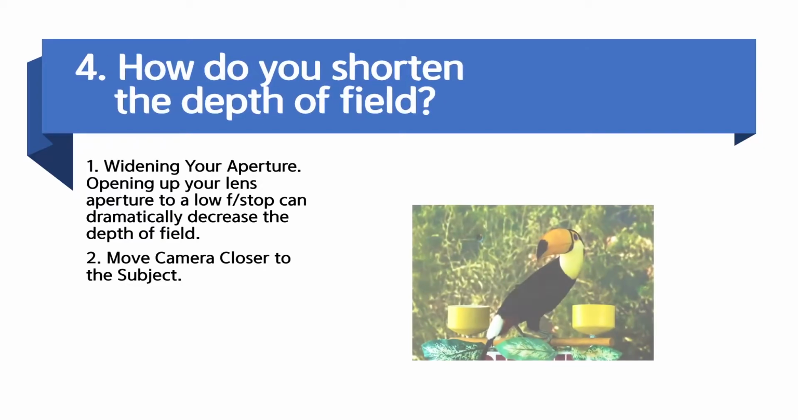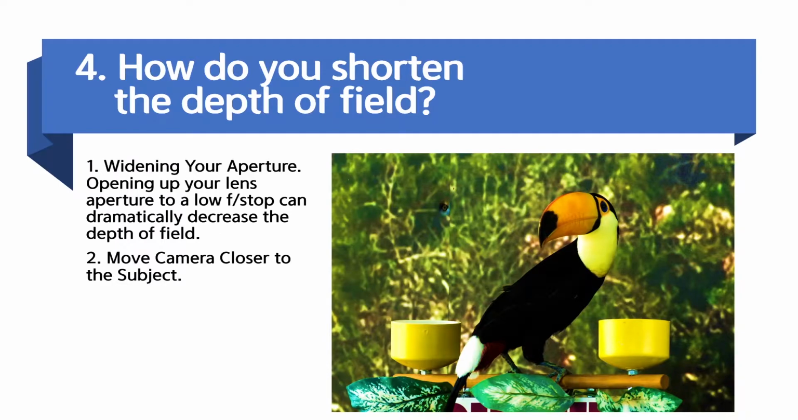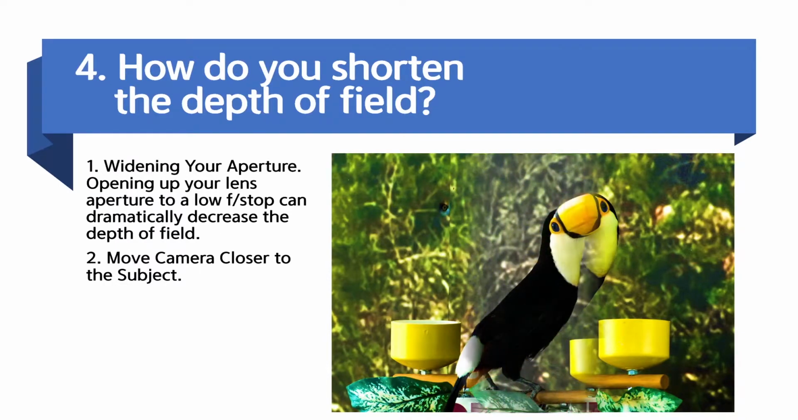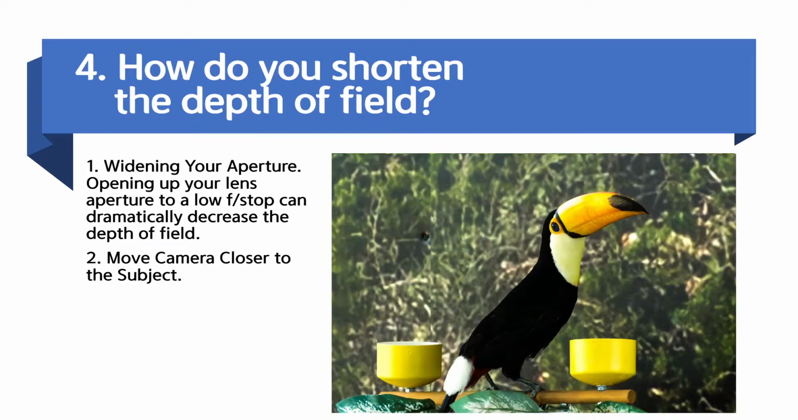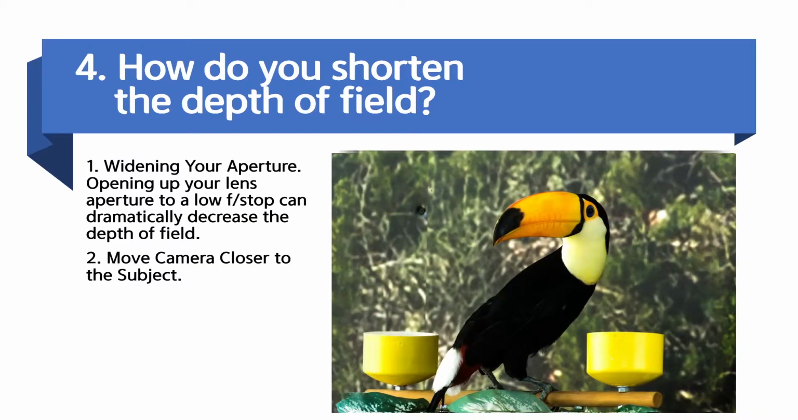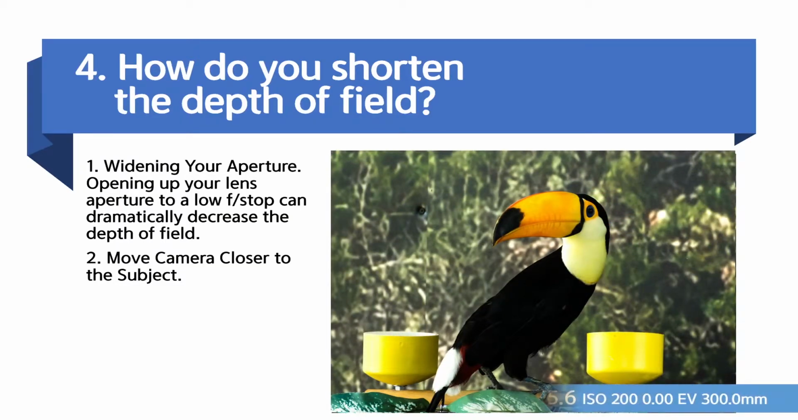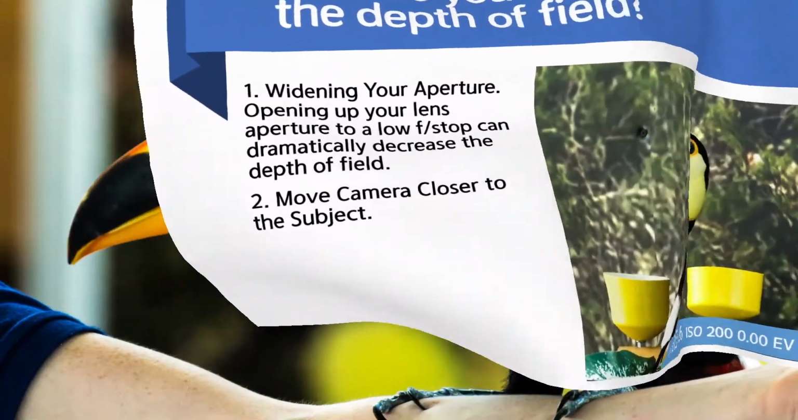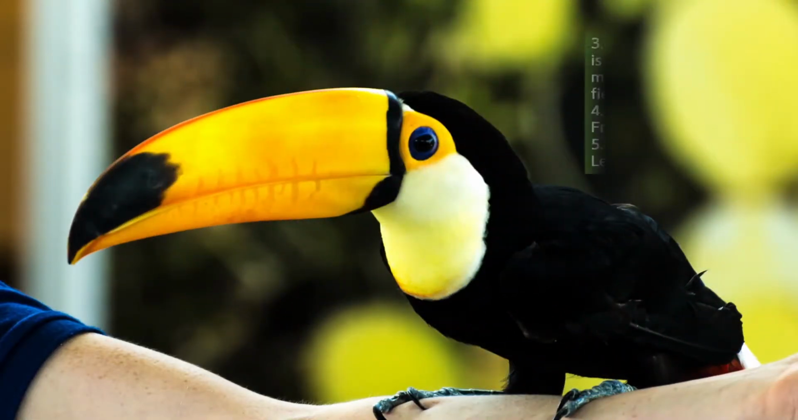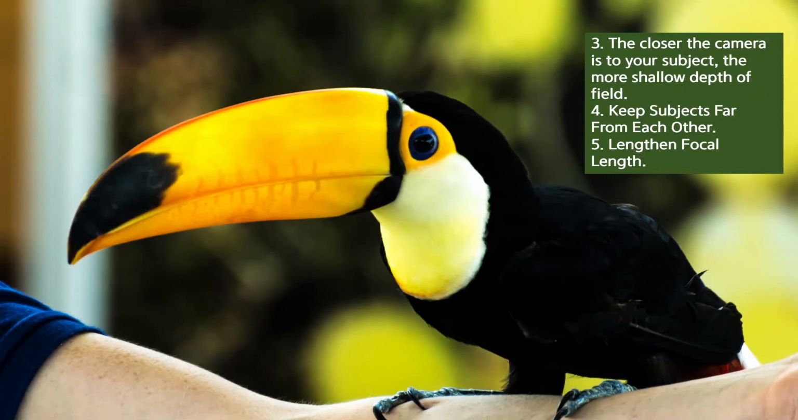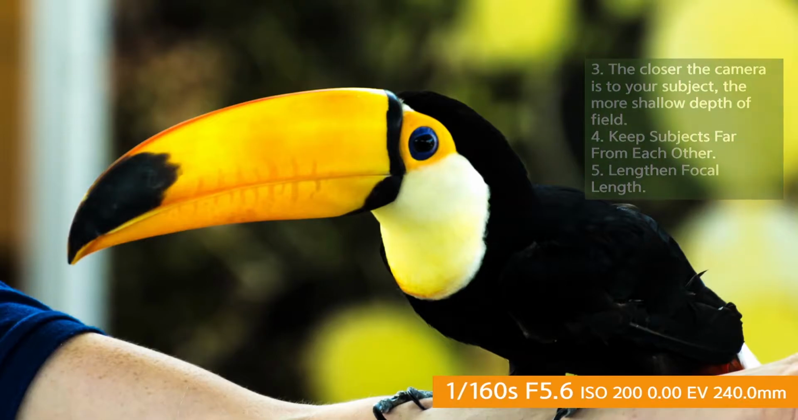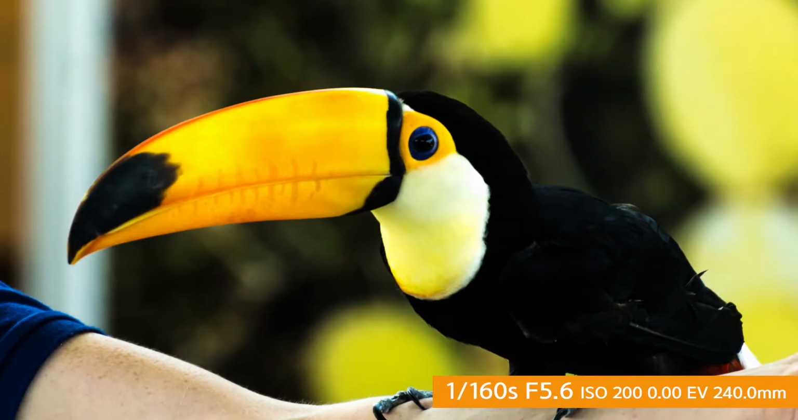Four, how do you shorten the depth of field? How to decrease depth of field? First, widen your aperture. Opening up your lens aperture to a low f-stop can dramatically decrease the depth of field. Second, move the camera closer to the subject. Third, the closer the camera is to your subject, the shallower the depth of field. Fourth, keep subjects far from each other. Fifth, lengthen focal length.